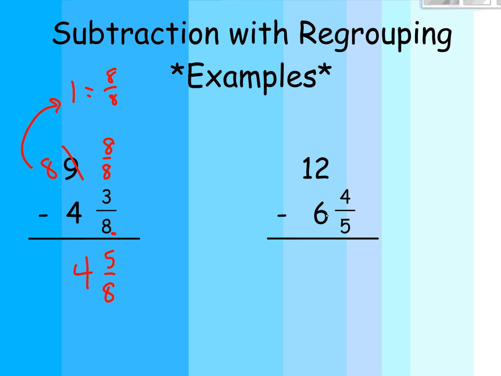Same thing here, 12 minus 6 4/5. So my denominator is fifths. So when I cross this off and make it 11, that one, I'm going to call it 5/5 this time. So I get 5/5 here. 5/5 minus 4/5 is 1/5. 11 minus 6 is 5.